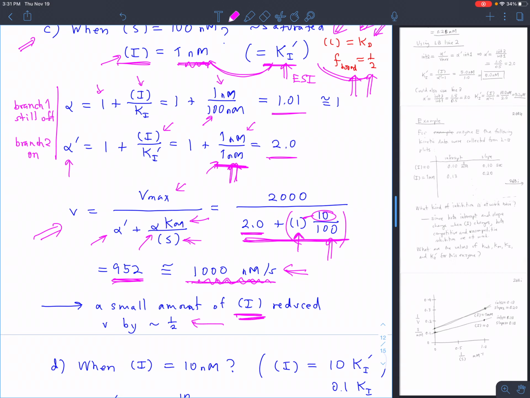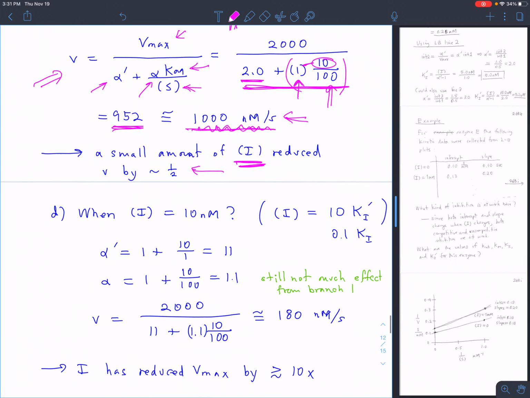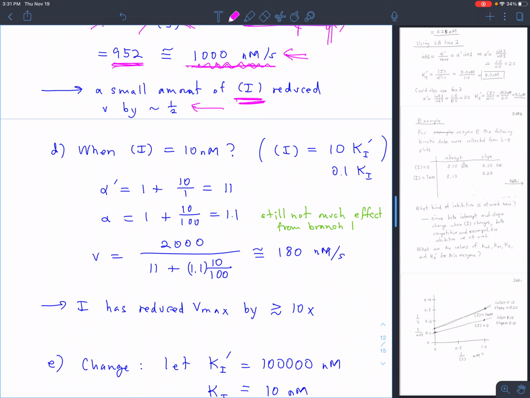All right, case D here. We set the inhibitor concentration up to 10 nanomolar and don't change anything else. So we still are at nominal saturation in S.